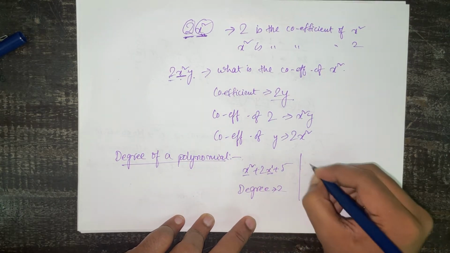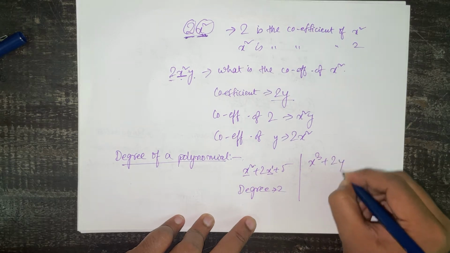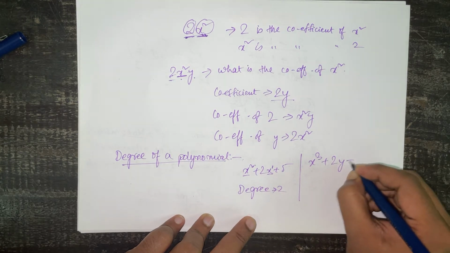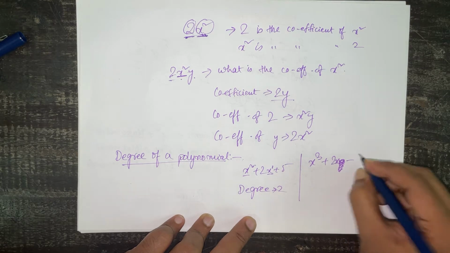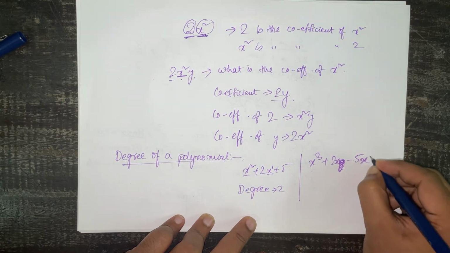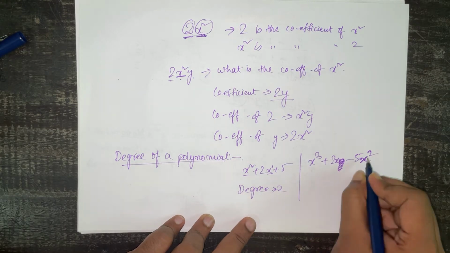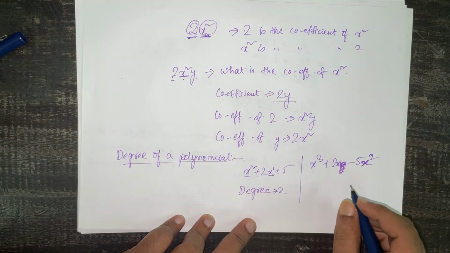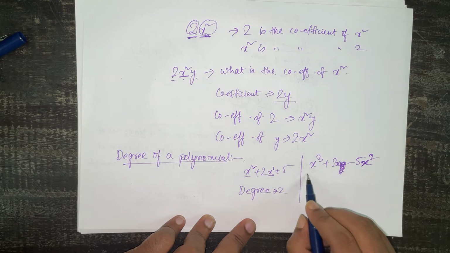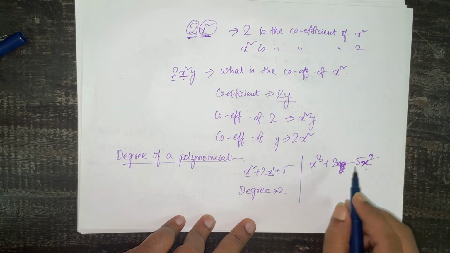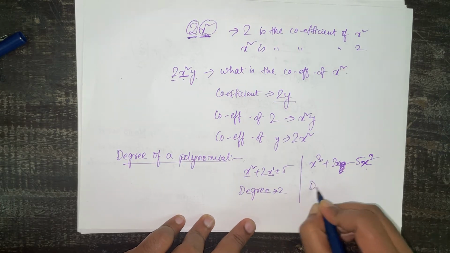Okay, let me write another one. Suppose x cube plus 2x minus 5x to the power 2, or 5x square. So now again here the variable is x. What is the highest power? The highest power is 3. Therefore degree is 3.